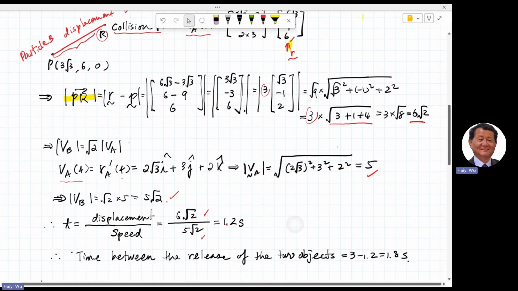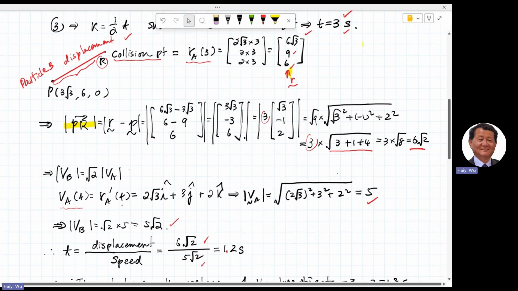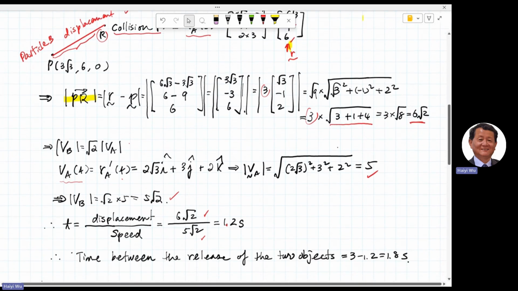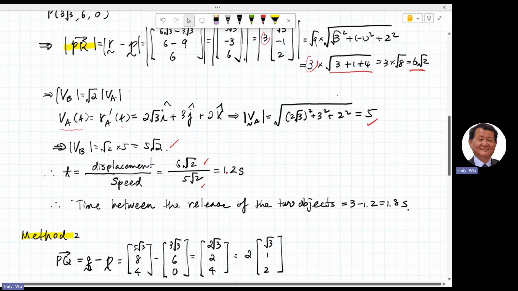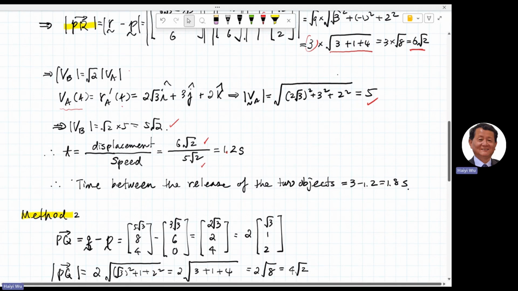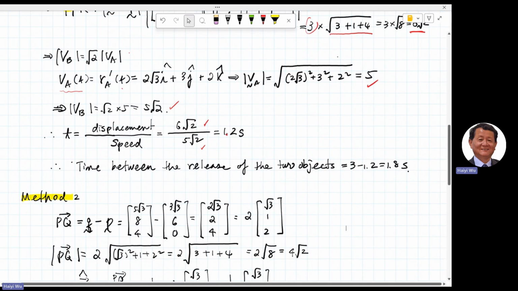So for particle B, from the release point to the collision point, it takes 1.2 seconds. Particle A takes 3 seconds. So the time difference between the two particles' release points is 3 take away 1.2, so it's 1.8 seconds. So that's the first method.